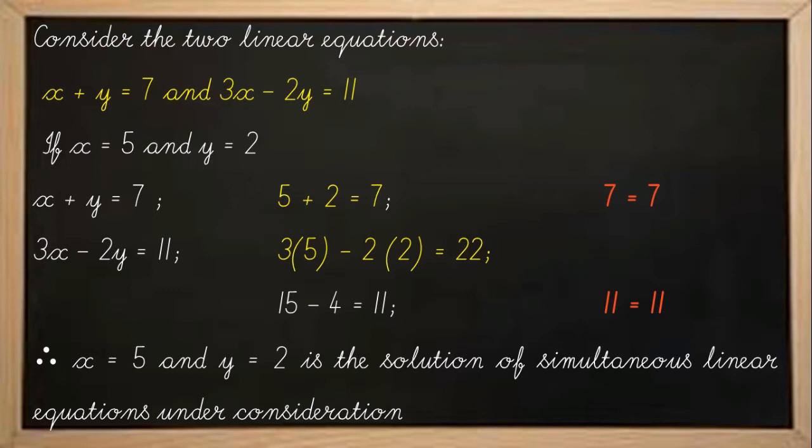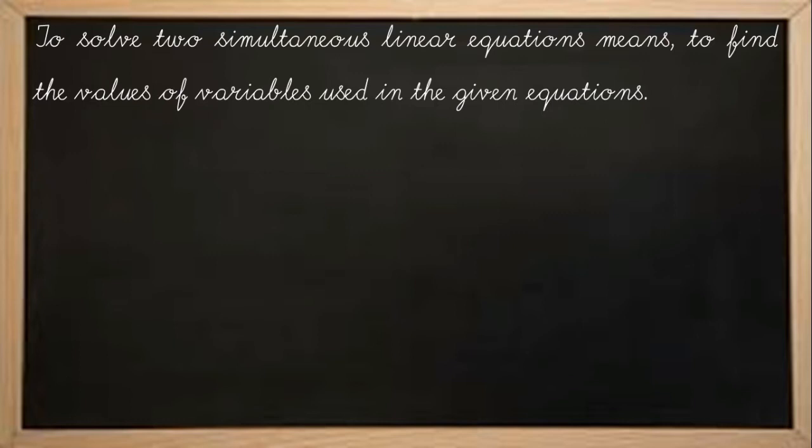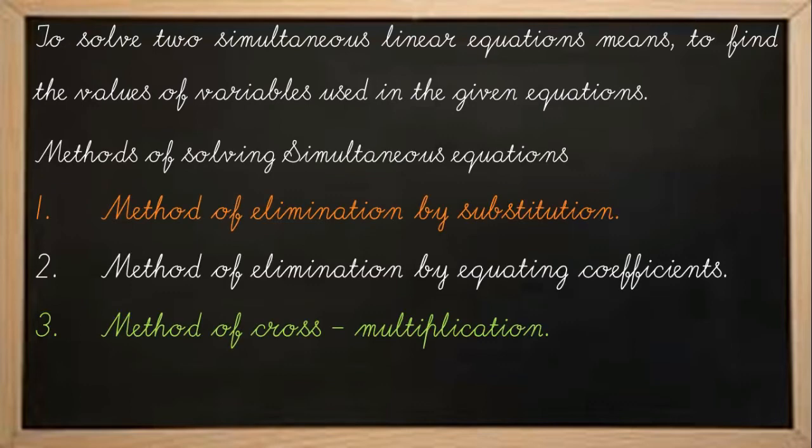This is just a trial and error method that I have chosen here, that x is 5 and y is 2. But to solve two simultaneous linear equations means to find the values of the variables used in the given equations. For this we have three methods, that is method of elimination by substitution, method of elimination by equating coefficients and method of cross multiplication. So there are three methods of solving simultaneous linear equations which we are going to learn in this particular chapter.